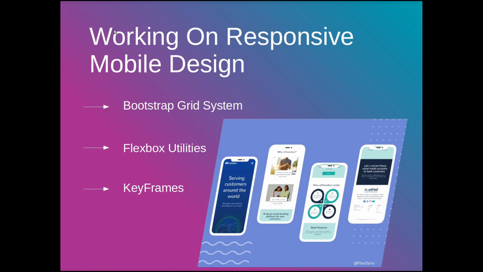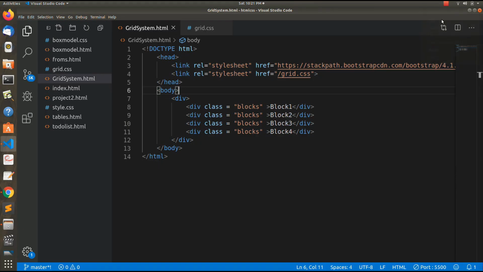Okay, so before moving to the grid system, I just want to tell you that we are going to work on responsive mobile design for web pages, and for that, these three things are essential: the Bootstrap grid system, which we are gonna see in this video, then the Flexbox utilities, and in the third video we're gonna see keyframes. All these collectively help us to make a proper responsive mobile design, which we'll see after the three videos in which we're gonna see these things.